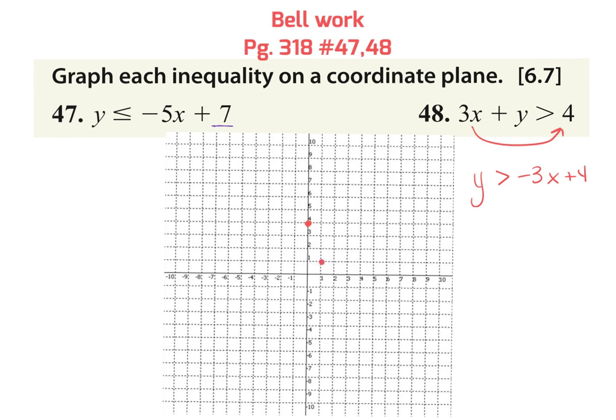Negative slope should give me, if I can get that to close, should give me something going down. So it's a real quick, easy check. If your slope is negative, it should be going down.